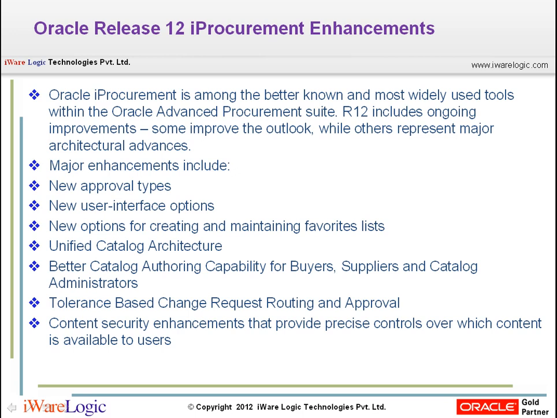R12 includes ongoing improvements. Some improvements are related to the look and feel, some are major architectural advances. The major enhancements include new approval types, new user interface options, new options for creating and maintaining favorites lists, unified catalog architecture, better catalog authoring capability for buyers, suppliers, and catalog administrators, tolerance-based change request routing and approval, and content security enhancements that provide precise control over which content is available to users.